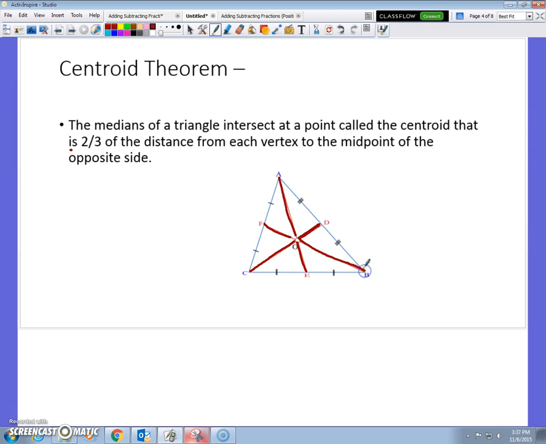We could get into some examples, and that's what we're going to eventually end up doing in class. If I said that this entire length of this median was 9, then I would know that the length of CO would be 6, and the length of OD would be 3. Or I could say, if this length from O to B is 8, then I know for sure, if this is a centroid, that this length would be 4. 4 and 8 make 12, 4 is 1/3 of 12, and 8 is 2/3 of 12. So this is the centroid theorem. It's 2/3 the distance from the vertex to the midpoint of the opposite side.